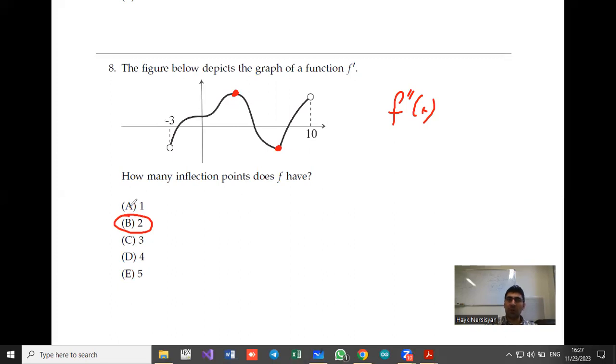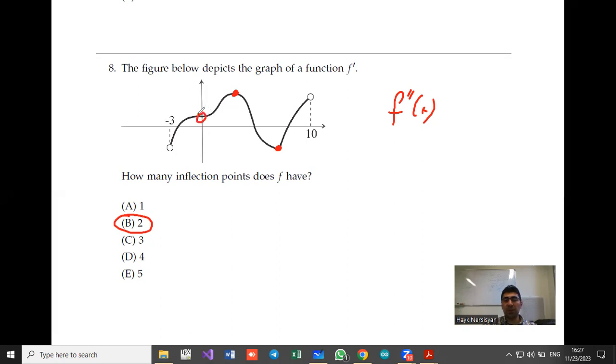Extremum points for f prime are inflection points for function f. Why so? Because an extreme point for f prime means the derivative of f prime changed sign passing through this point. f prime went from increasing to decreasing or vice versa, which means the double derivative of f changes sign. Okay, so we have two.